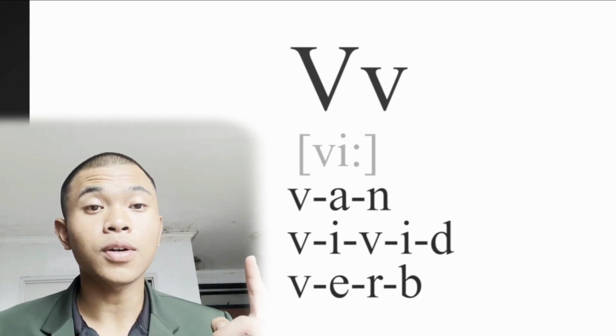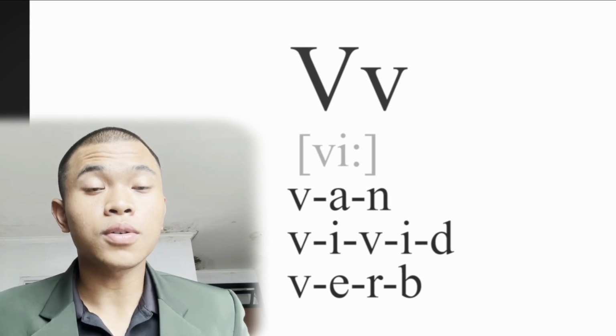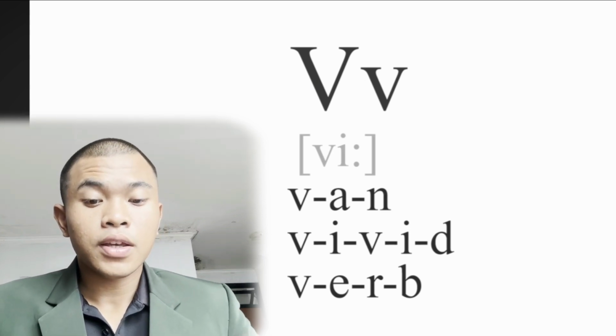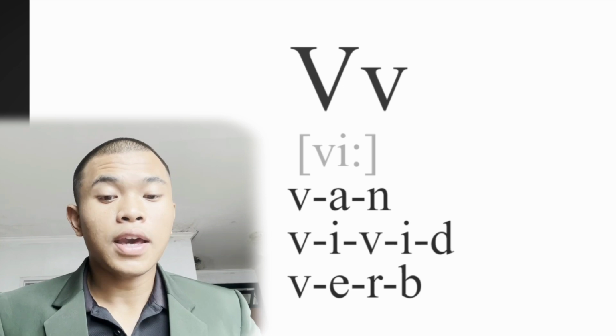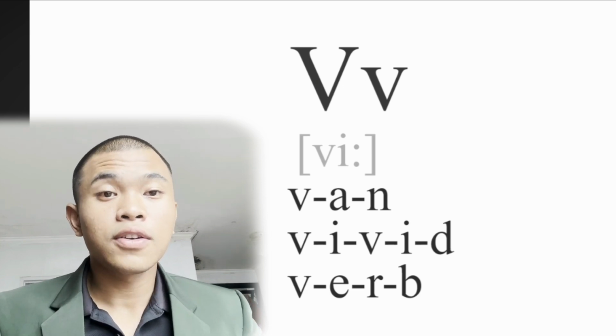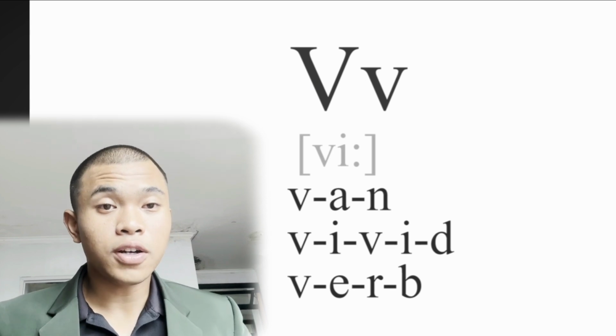Big one, it sounds like V. The small one, it sounds like V. The IPA pronunciation, it sounds like V. Example of word: van, V, A, N. Vivid, V, I, V, I, D. Verb, V, E, R, B.